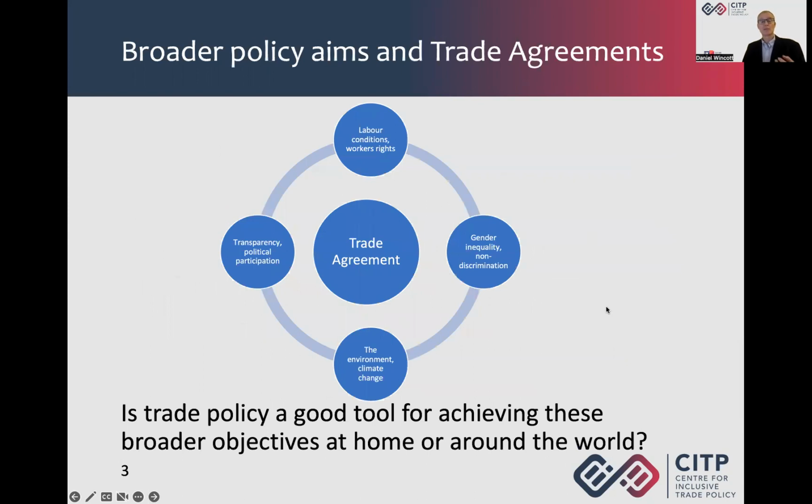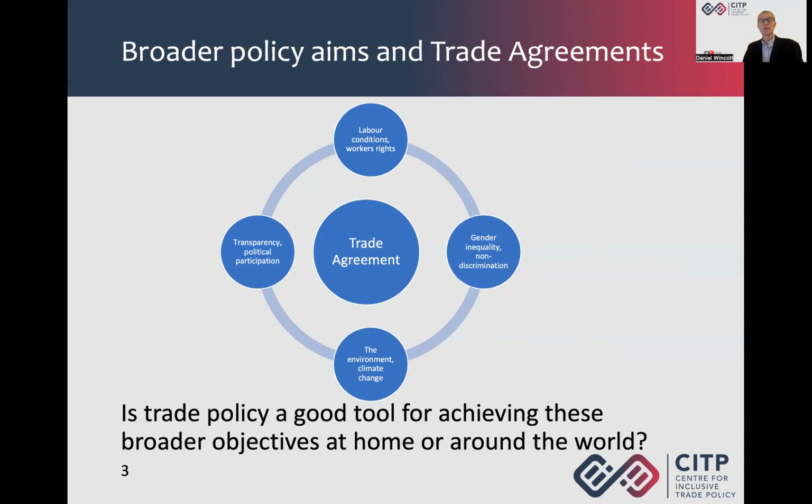If we think about trade agreements as having an economic core, they also often include other elements to do with labor rights and workers' rights, to do with fighting gender inequality and promoting non-discrimination, protecting the environment, combating climate change, transparency, and political participation. For example, the UK-Australia agreement made recently has elements on low carbon, climate change, the environment, gender equality and access to trade, and how UK-Australia trade impacts on developing nations and on labour protections.